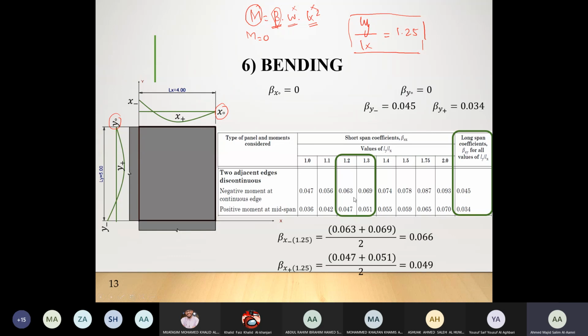Okay. And then the same thing, we are going to go for the positive. 0.047 plus 0.051 divided by 2 is going to give you 0.049. So we have now the coefficients of x and the coefficients of y. Okay. Any question about these coefficients? Is it clear? How did we use the average here? Okay. Yes. Okay.